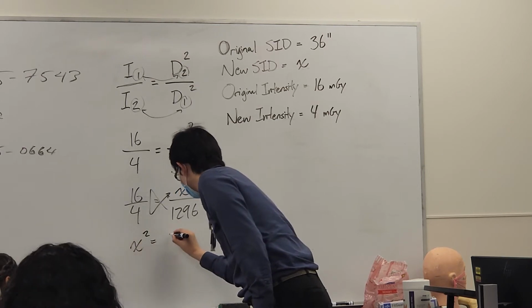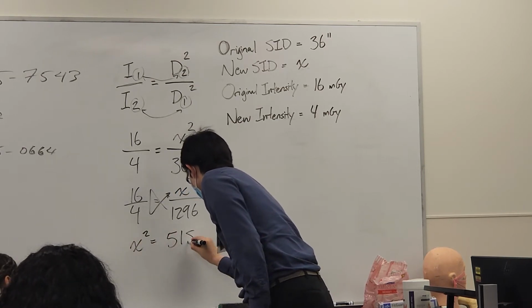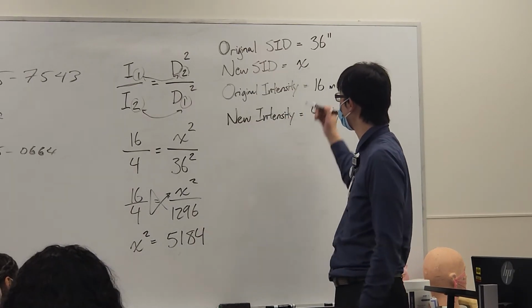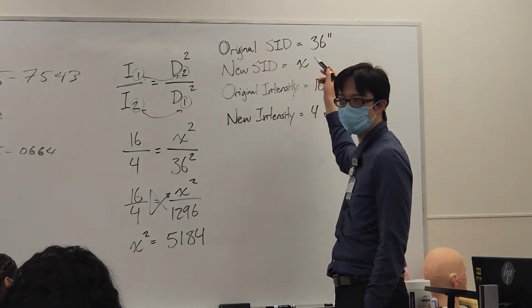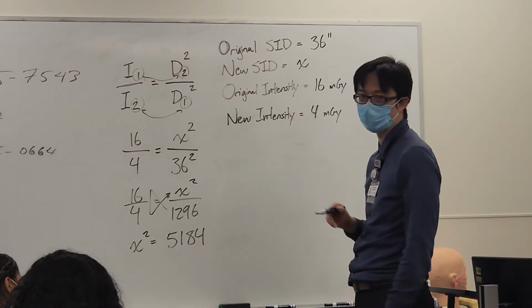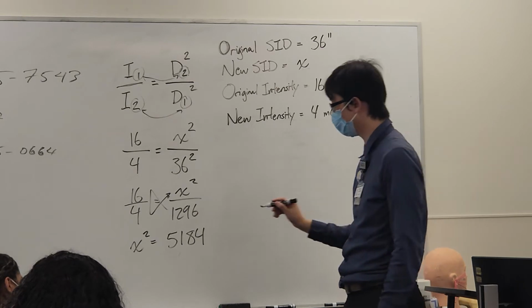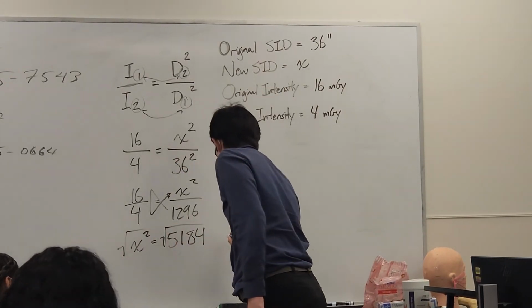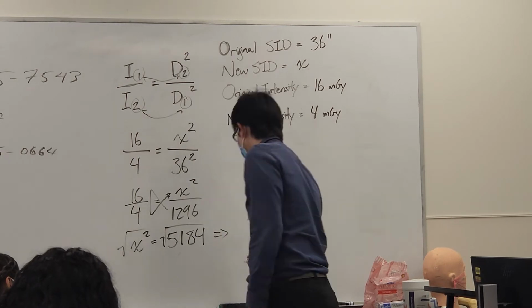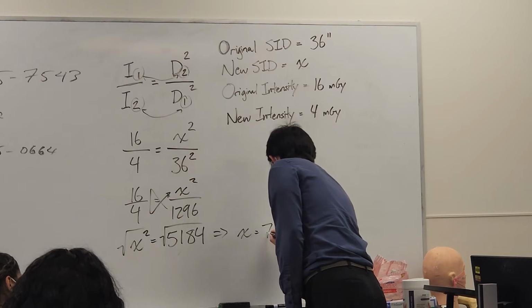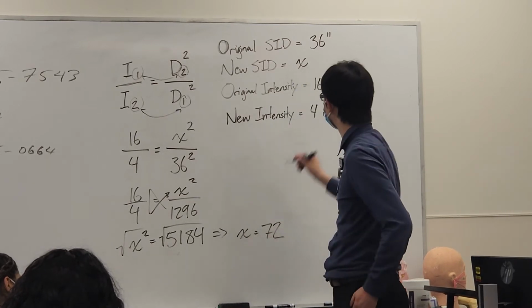So x squared equals 5184. But are we looking for x squared? No. Very good. We're looking for x. So we need to take the square root of both sides. Which means x equals what? 72. Very good. X equals 72.